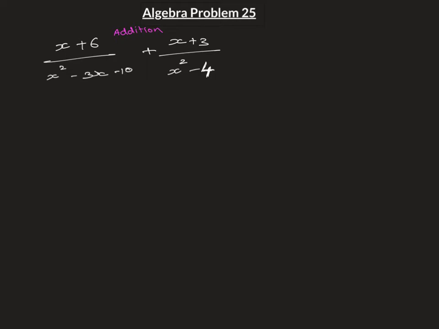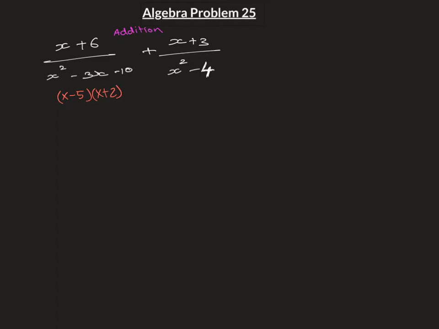When we're given a problem like this, we have to factor as many things as we can. So what I mean by that is, let's first take x plus 6. Can that be factored? No, it cannot. X plus 6 is in its final form. Now, is x squared minus 3x minus 10 factorable? Yes, it can. This will become x minus 5 times x plus 2. That is equal to x squared minus 3x minus 10.